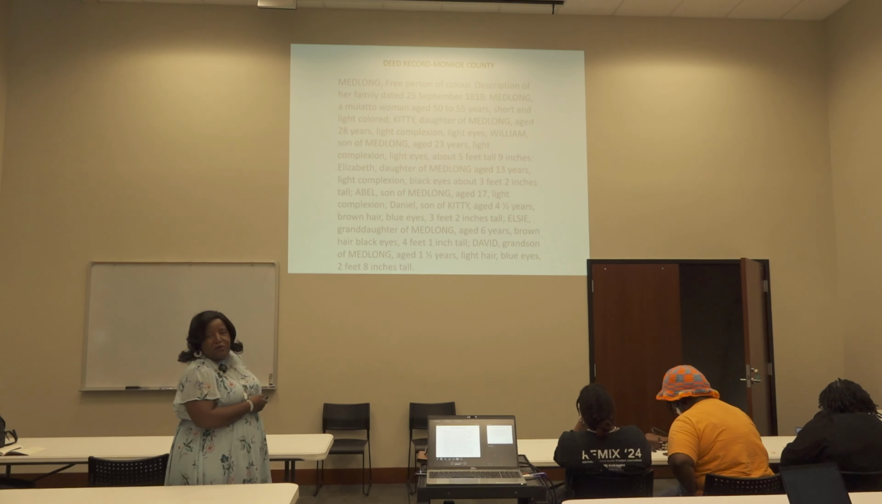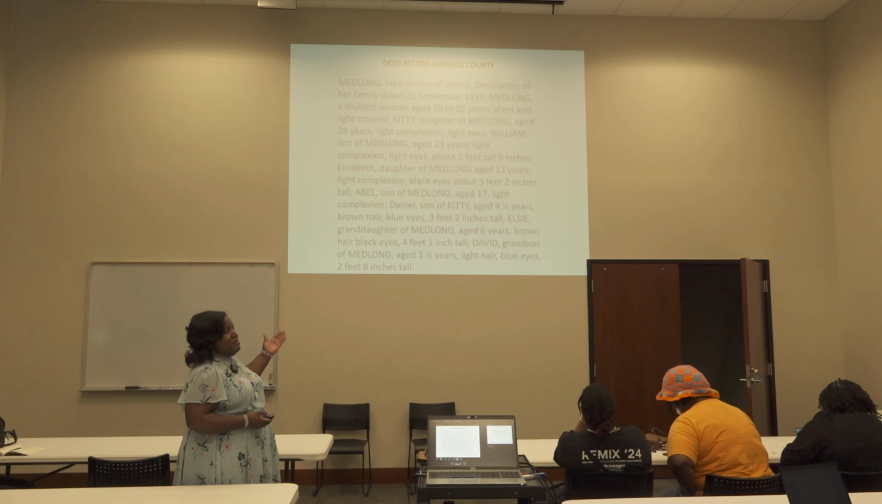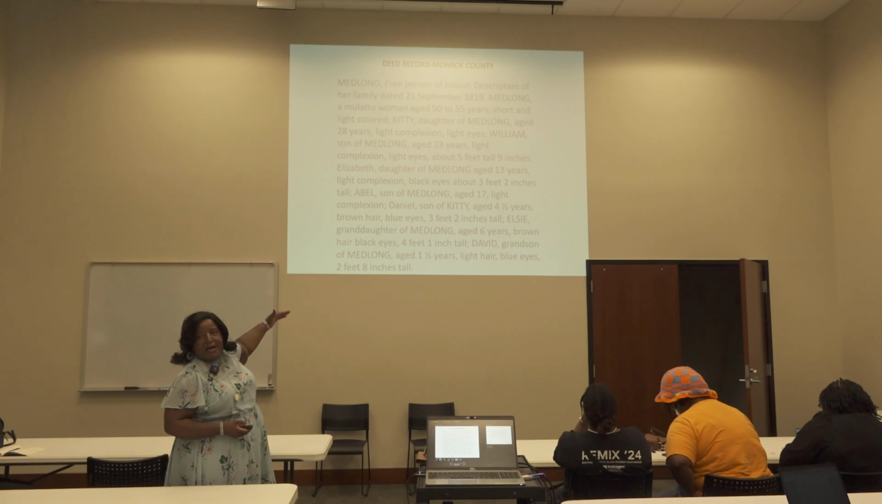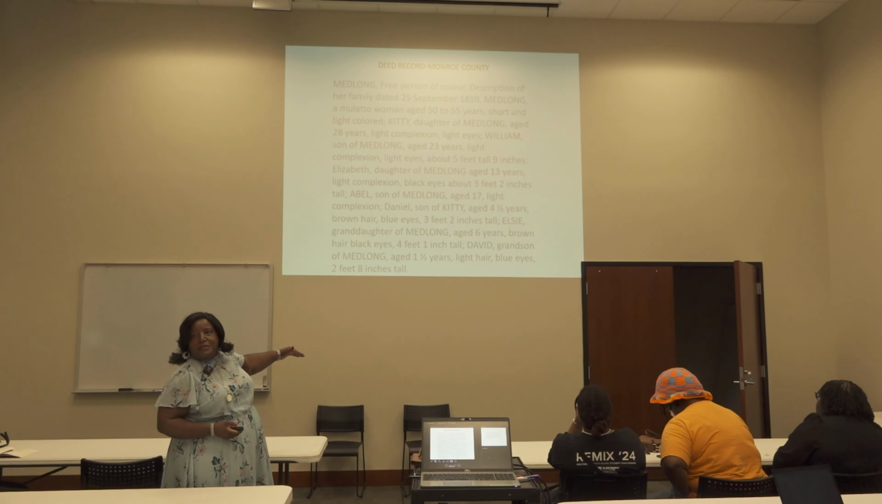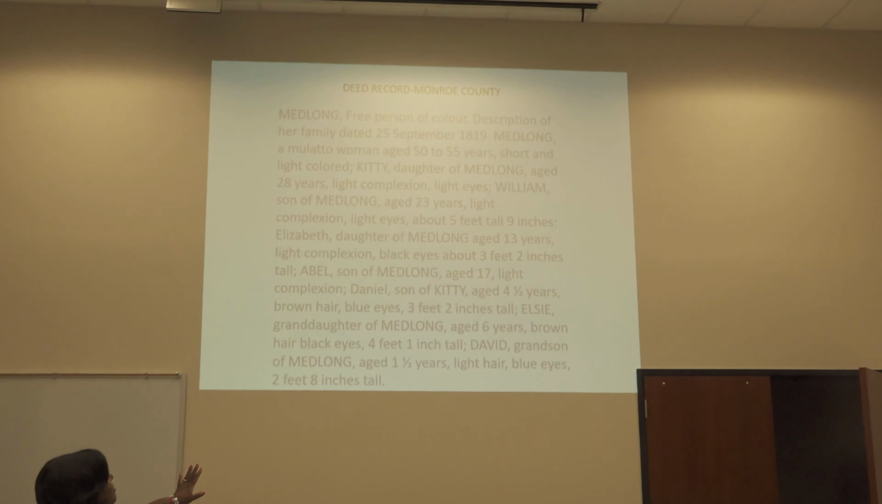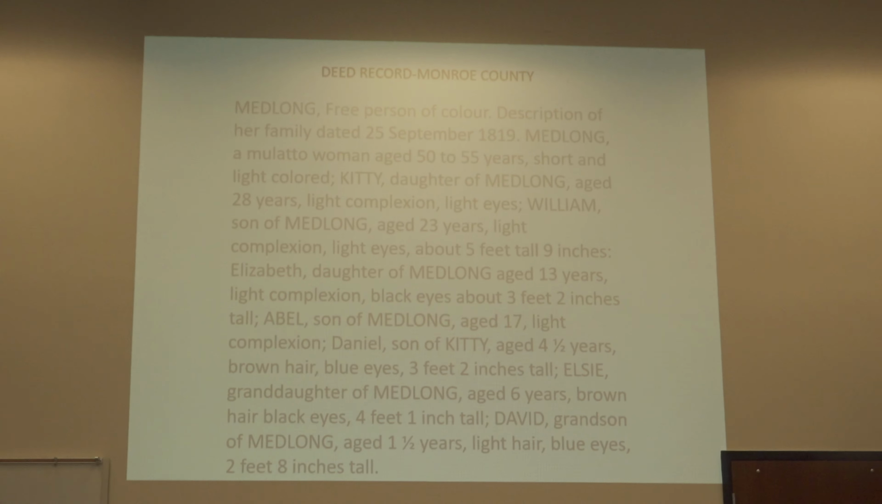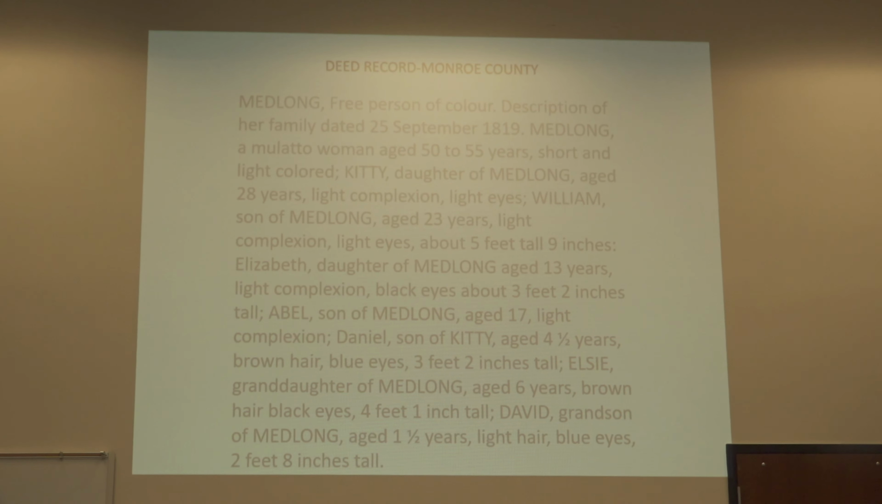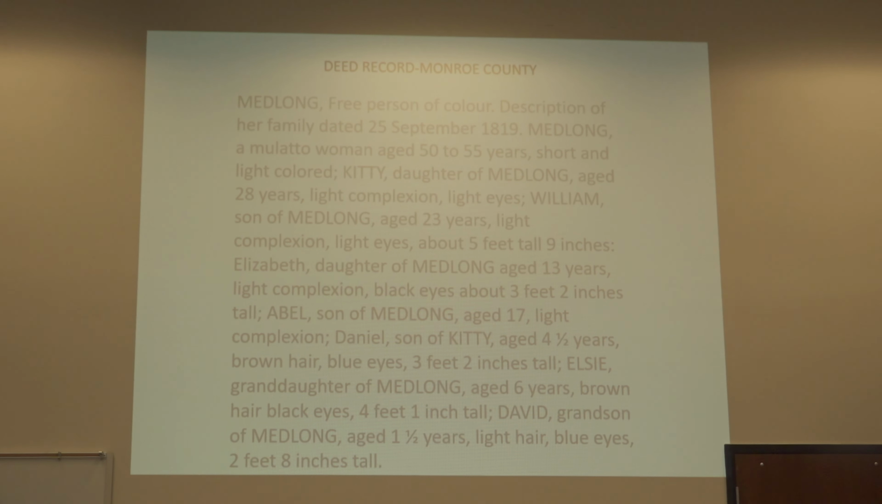And I use this over and over again because this is the best description I've ever run across in a deed record that's talking about enslaved people. Isn't this amazing? Not only do you get their age, you get their height, their skin complexion, everything. And this is a deed record from Monroe County. Now, you may not find this in your county, but you don't know unless you actually look. Okay?